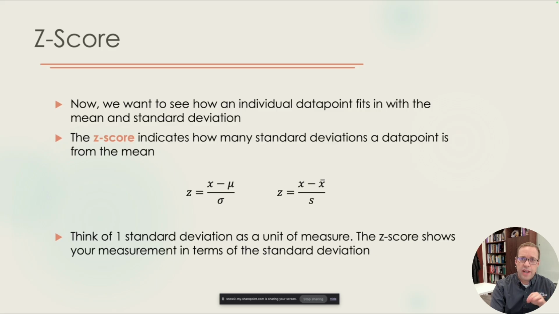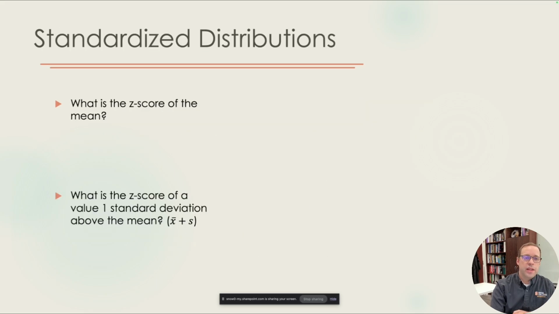Why don't you guys take a pause? Go ahead and pause this video, use this equation here, and say x is going to be equal to my mean. What should the z-score be? Okay, so the z-score for the mean would be, you just put your mean in for x, so you end up having the mean minus the mean, which is 0.